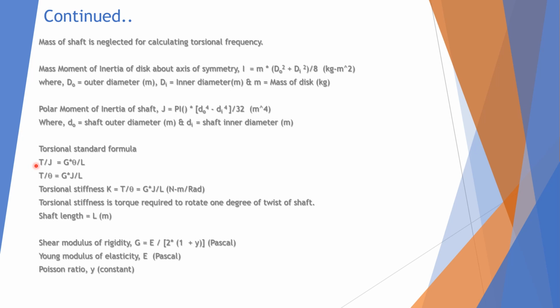Using the standard formula of torsion, T by J is equal to G theta by L. So T by theta is equal to GJ by L. So torsional stiffness K is equal to T by theta, which is equal to GJ by L, where L is the length of the shaft and G is the shear modulus of rigidity. G is equal to E upon 2 times (1 plus Y), where E is the Young's modulus of elasticity in Pascal, Y is the Poisson ratio, a constant, and G is also in Pascal.